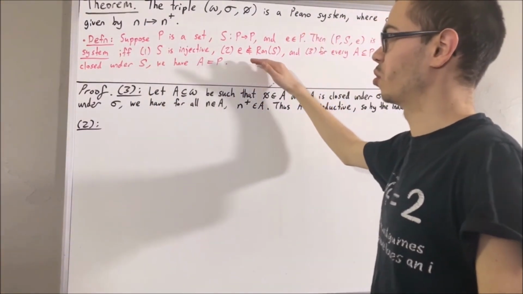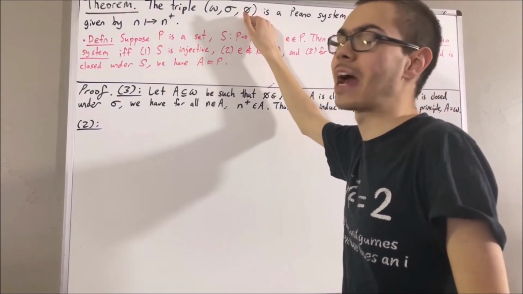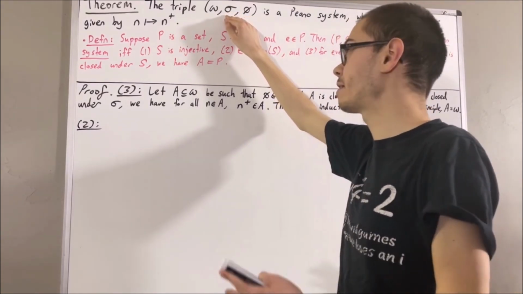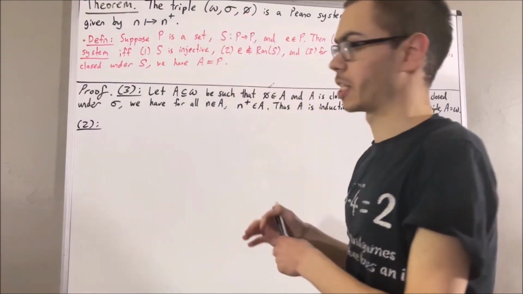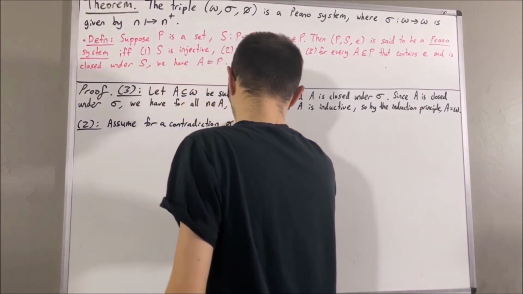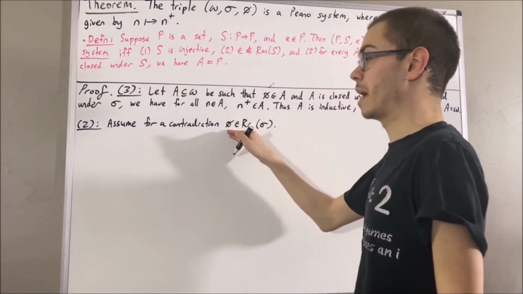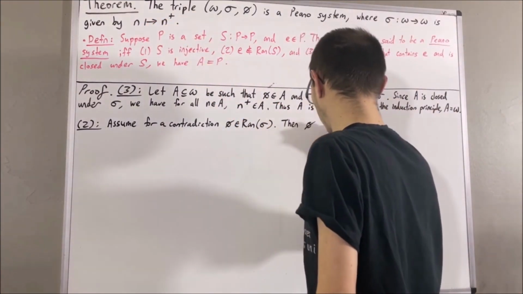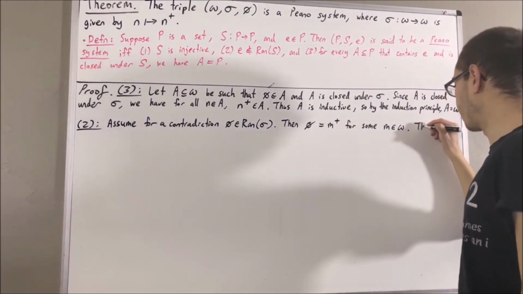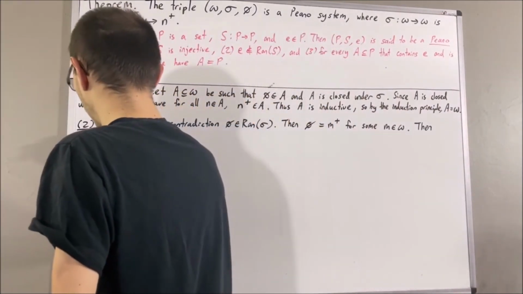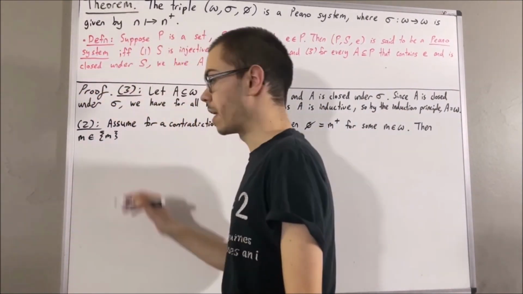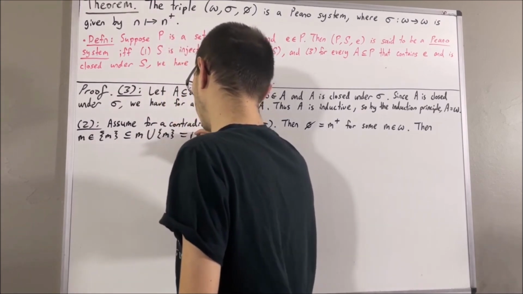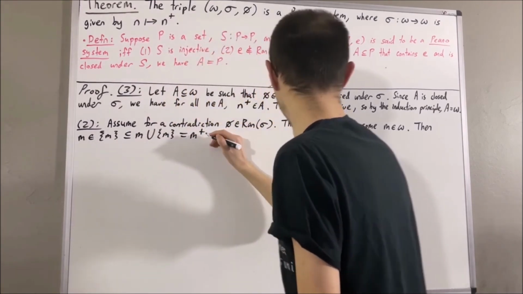To prove the second condition is true, we're trying to prove that the empty set is not an output value of the function sigma. So to prove that, let's assume for a contradiction, we instead have that the empty set is an output value of the function sigma. Well, in that case, that means that the empty set is the successor of some natural number. I'll call that natural number m. But then what happens? Well, m is an element of the singleton set of m. And the singleton set of m is a subset of the union of m and the singleton set of m, which is equal to the successor of m. And the successor of m is equal to the empty set.